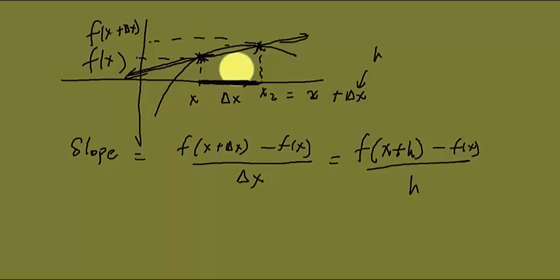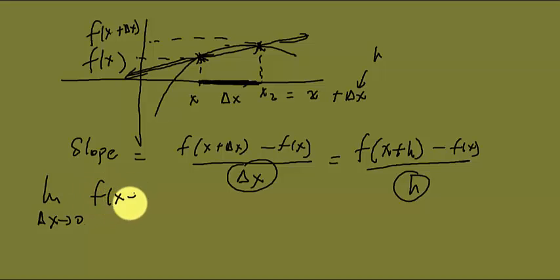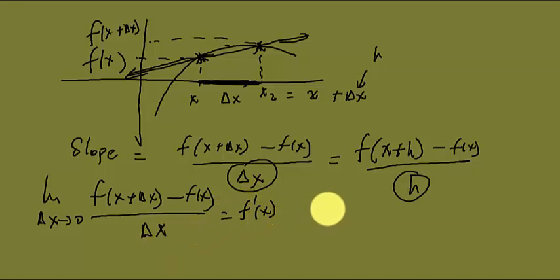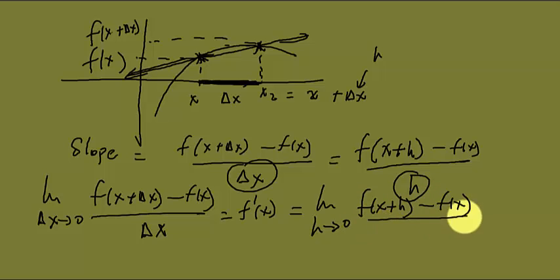But we want this h, or delta x, to go to 0. So the limit as delta x goes to 0 of f of x plus delta x minus f of x, all that over delta x, is known as the derivative, or f prime of x. And you can write the same thing using h: the limit as h goes to 0 of f of x plus h minus f of x, all that over h, is also known as the derivative.